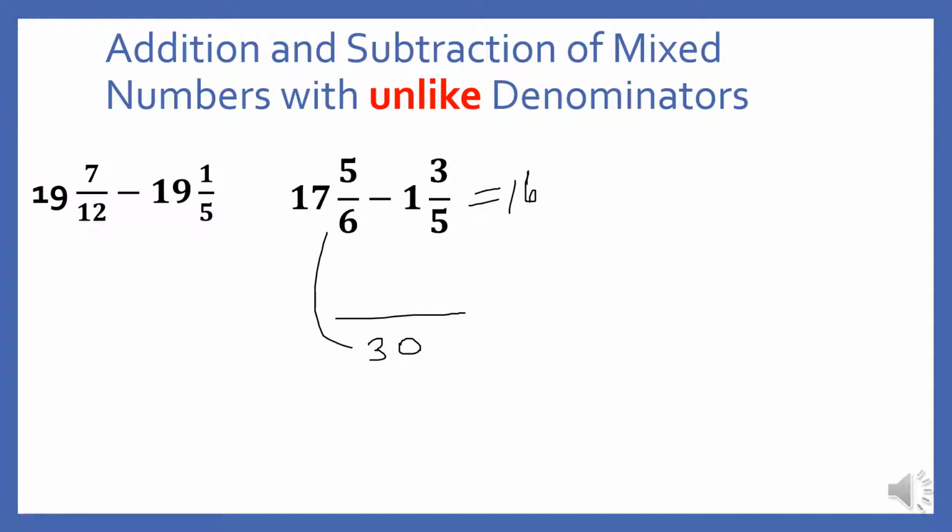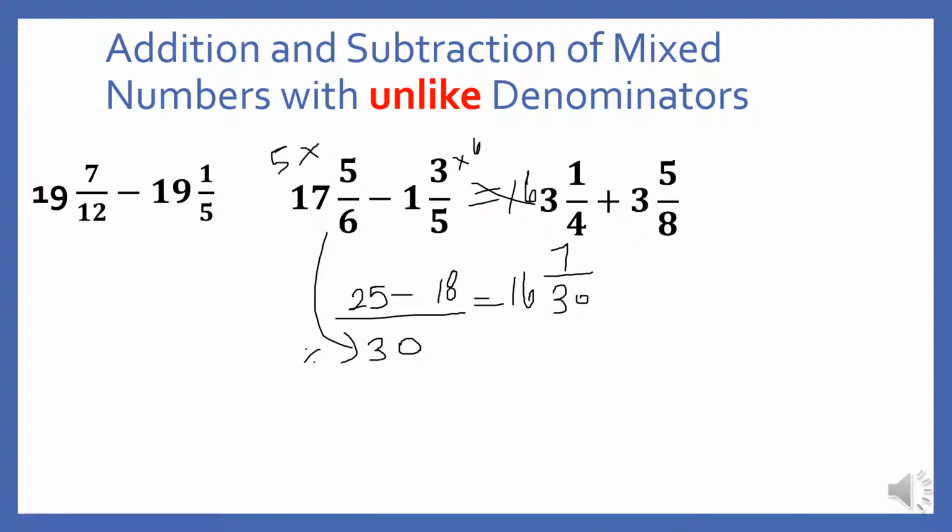Now we're going to divide and multiply your answer to the numerator. 6 can go into 30 5 times. 5 times 5 is 25. Minus 5 can go into 30 6 times. 6 threes are 18. All we need to do now is to subtract our numerators. 25 subtract 18 is going to give us 7. So our whole numbers, I'm writing it here, we have 16, and 25 minus 18 is 7 over 30. And this is our answer.